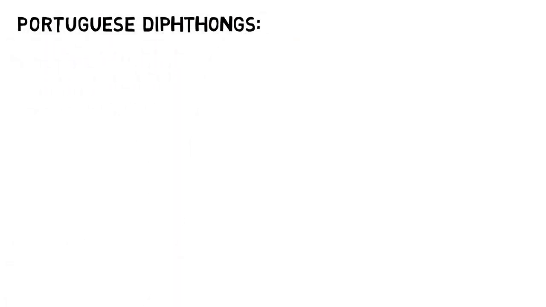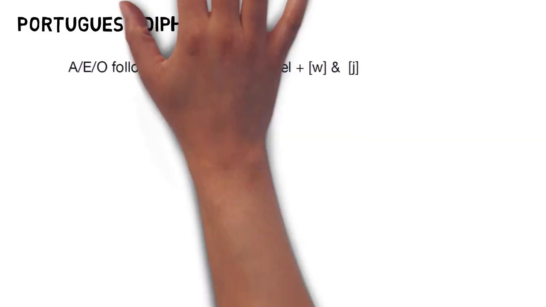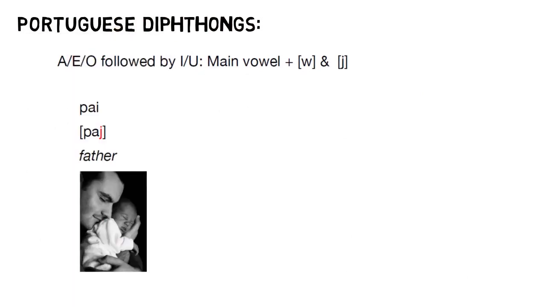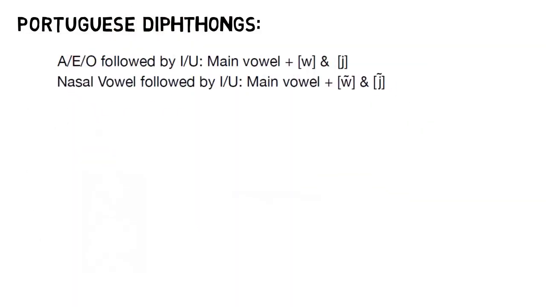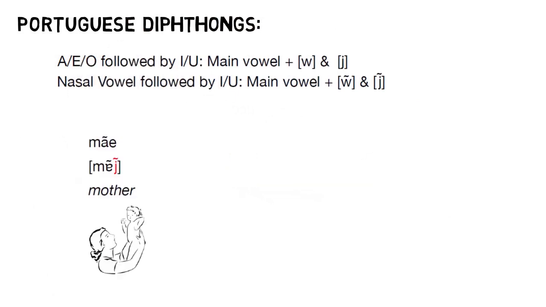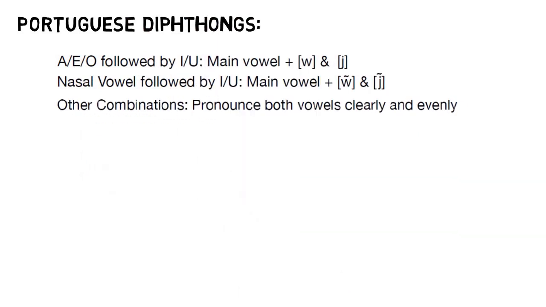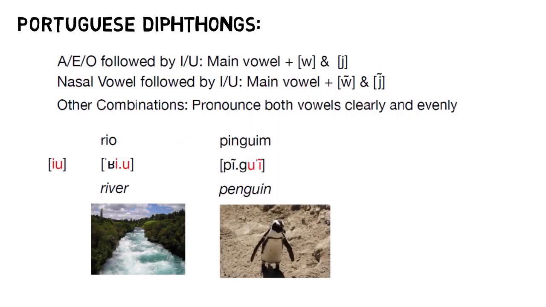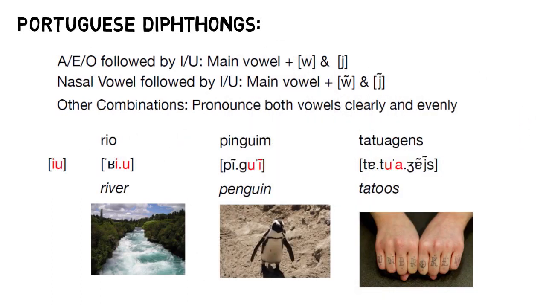Finally, we went through Portuguese diphthongs, which were basically one of 3 things. One of the normal vowels followed by a short E or U, as in pai or pau. One of the nasal vowels followed by a short nasal in or as in mãe or mão. Or a combination of other vowels, which are just going to be 2 separate syllables, where both vowels are pronounced clearly. As in rio, pinguim, and tatuagens.